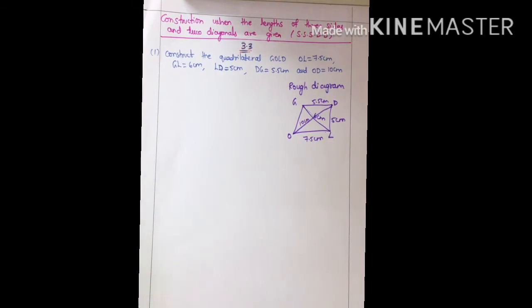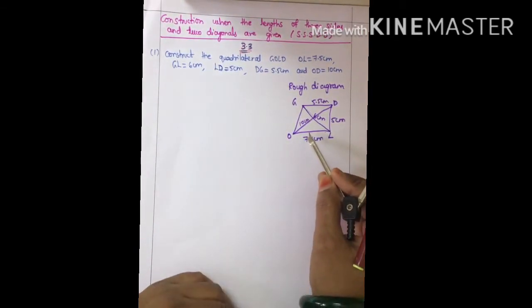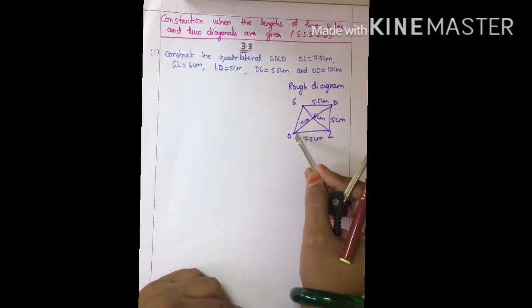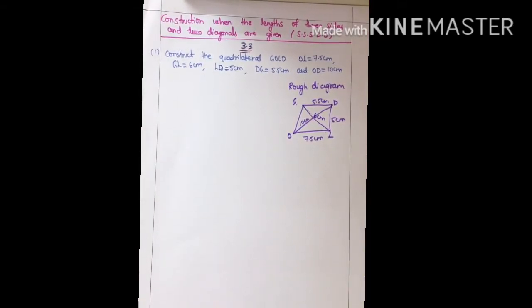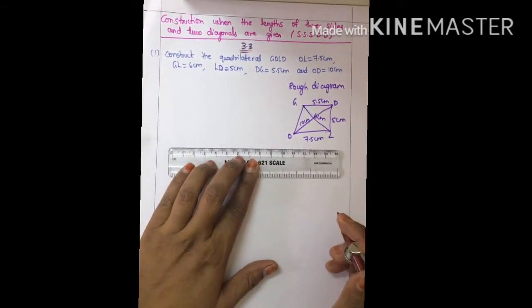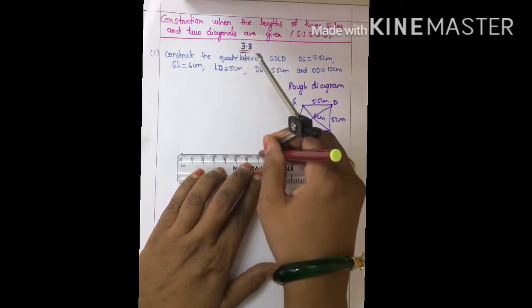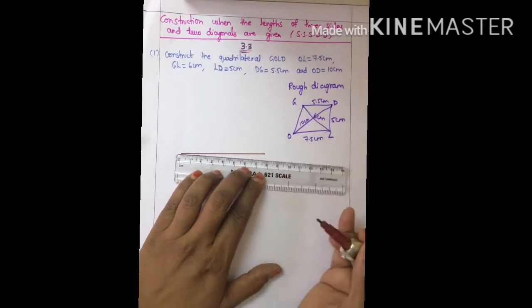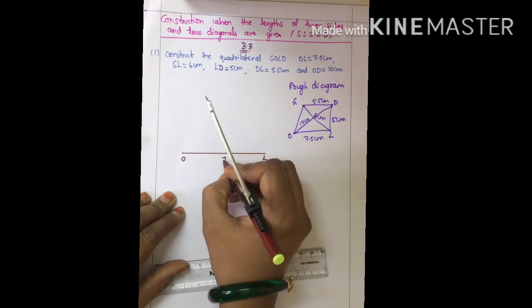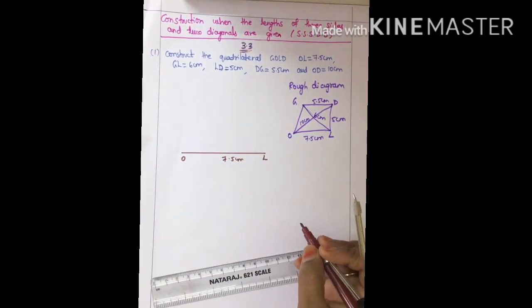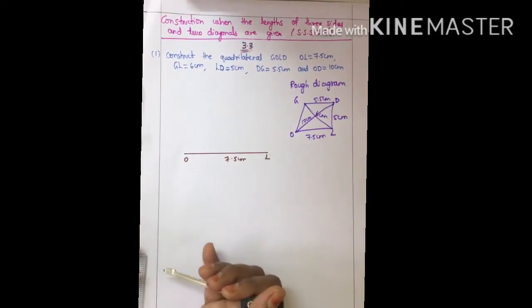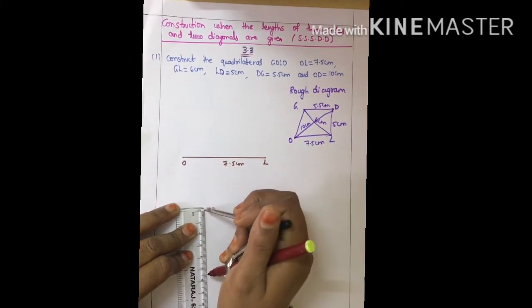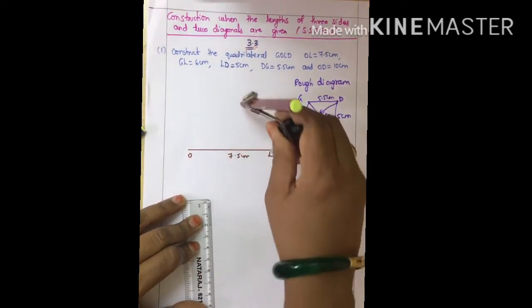If you observe the figure, first we have to construct a triangle OLD, because OL is given and DL is given and OD is given. So first we need to construct triangle OLD. Take the ruler. What is the base here? OL, 7.5, so you mark 7.5 on the ruler. Draw a line segment OL equal to 7.5 centimeters. Next, with L as center and radius 5 centimeters, draw an arc.